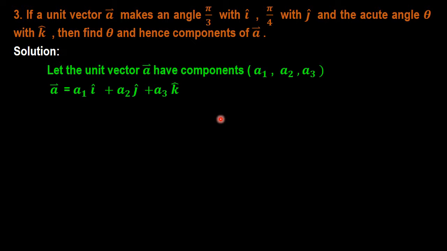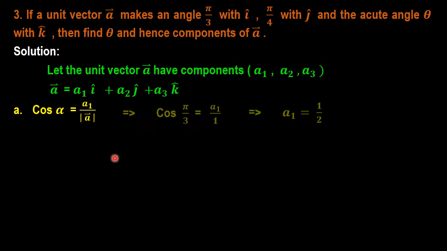From the formula of direction cosines, cos alpha equals x component of A vector divided by the magnitude of A vector. So here x component is A1, so A1 by magnitude of A vector. So this alpha, which is the angle, is given as pi by 3. So replacing the value here, cos pi by 3 equals A1 by, this A vector is a unit vector, as already given in the question. So a unit vector means its magnitude will be 1. So from here we will get A1 equals 1 by 2.